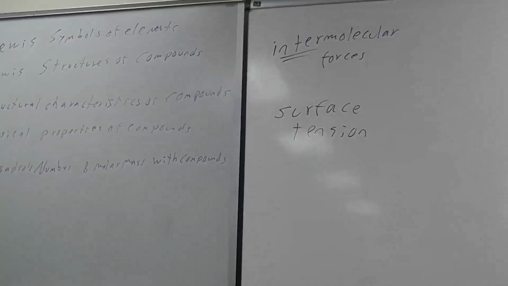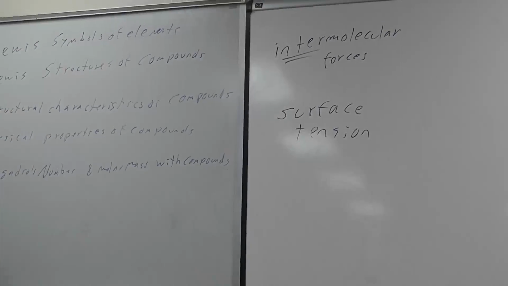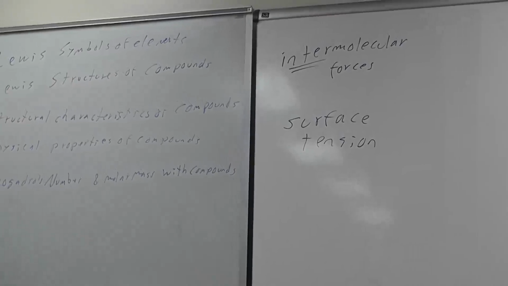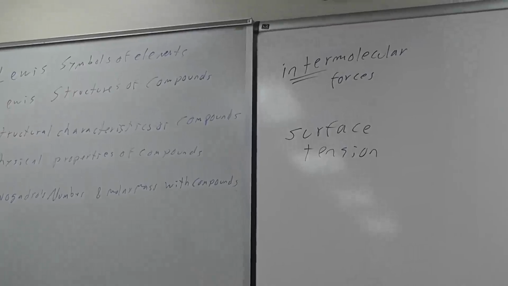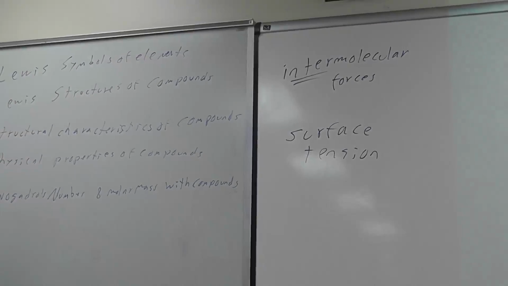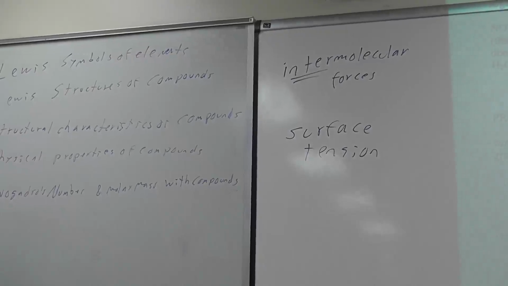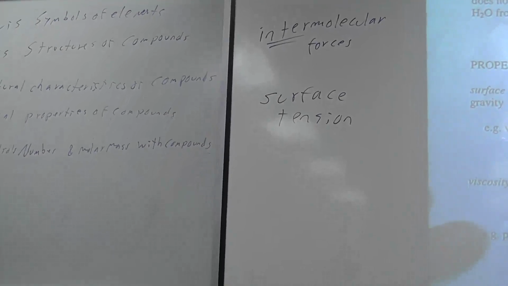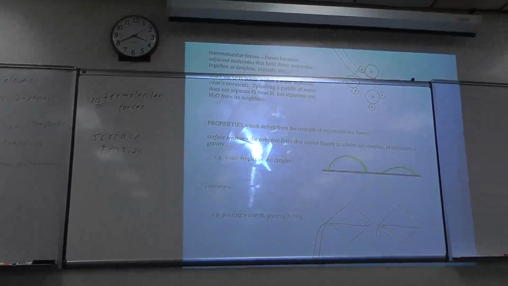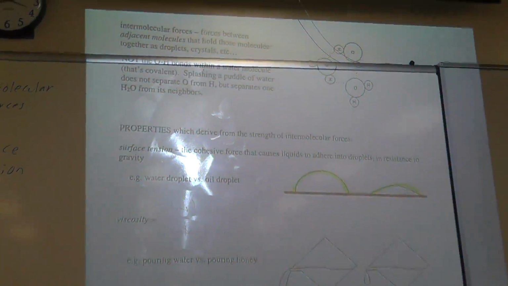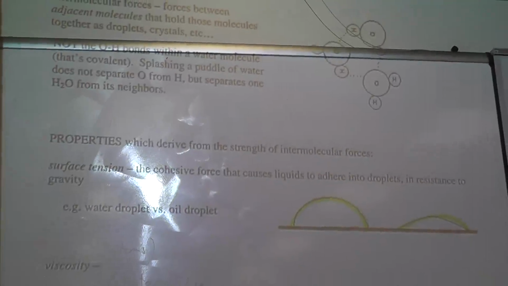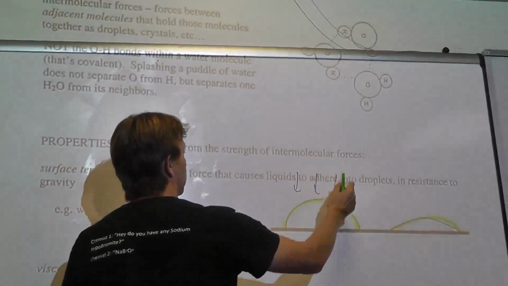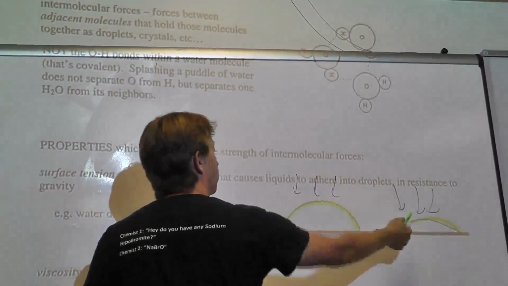Surface tension, defined here, is the cohesive force that causes liquids to adhere into droplets in resistance to gravity. Underline that. This liquid, whatever it is, forms a bigger droplet than the one to the side, correct? Whatever molecules you've got, for whatever reason, the ones on the left are piling up in resistance to gravity. These pile up better than those two.